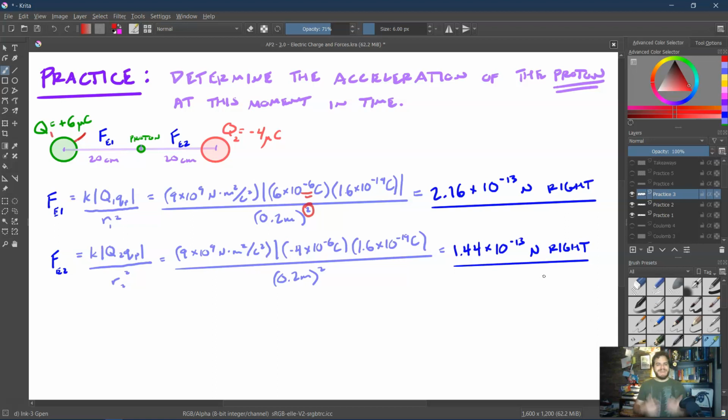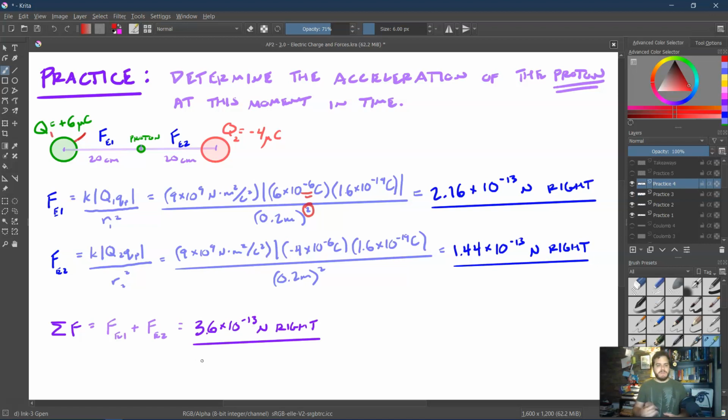So if I want to know the net force, I need to combine them using vector addition. So tail to tip vectors. Now, in this particular situation, it's real easy because they're both pointed to the right. So I just add them together. It gets more complicated if we start doing two-dimensional arrangements of these particles. So I basically add these together, and the net force will be 3.6 times 10 to the negative 13 newtons to the right.